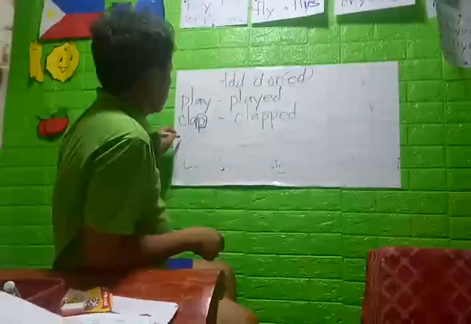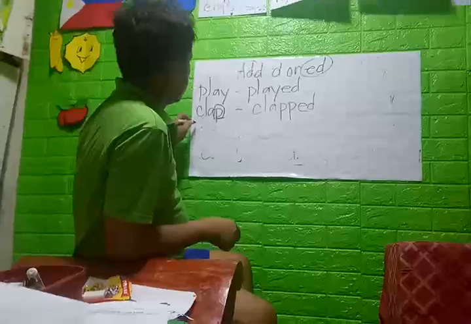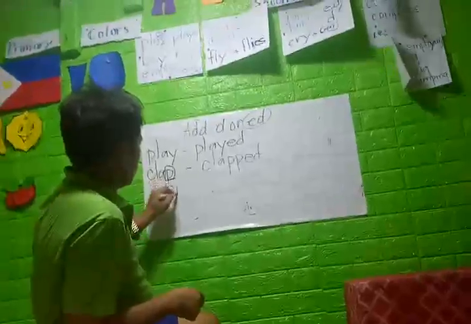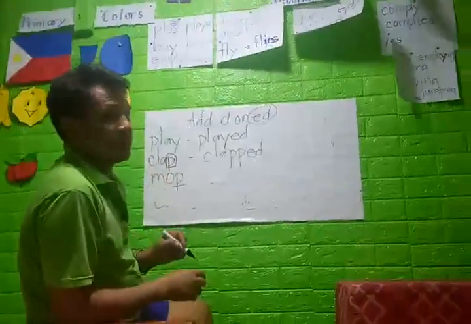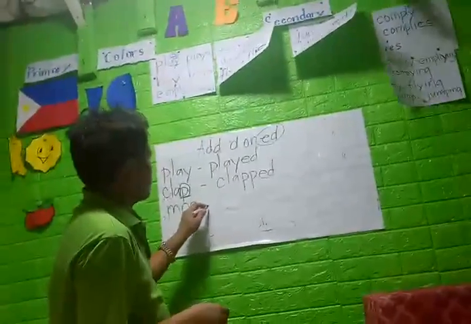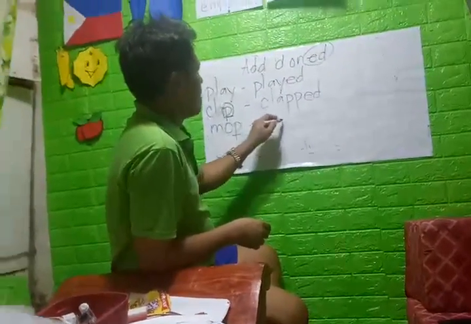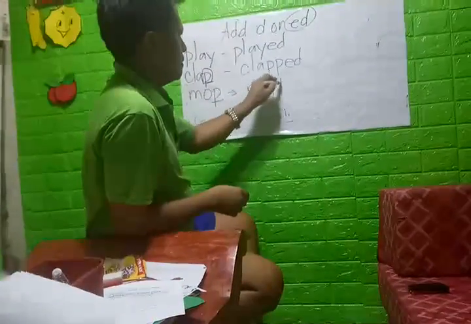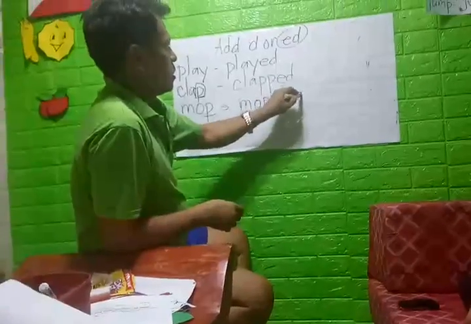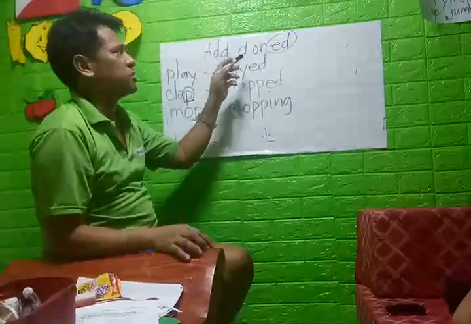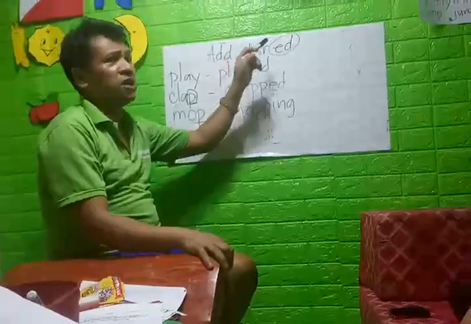Another one, words that have the final sound, let's say, for example, mop. So, the word mop, the final sound is p again. Okay, so since that is p, double the final sound, so that would become mopped. So, these are the examples of how we form the past tense of the verb by adding d or ed.